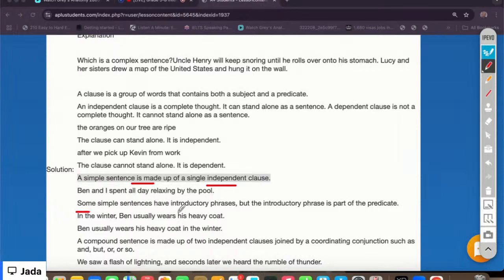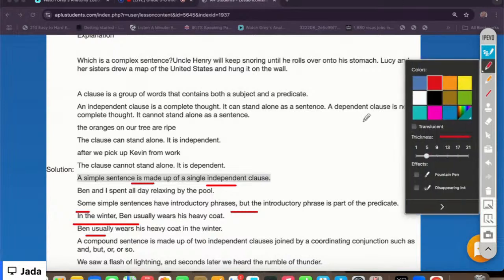And then some simple sentences have introductory phrases, but the introductory phrase is just part of the predicate. In the winter, Ben usually wears his heavy coat. Then: Ben usually wears his heavy coat in the winter. All right? So that's it for the simple sentence.